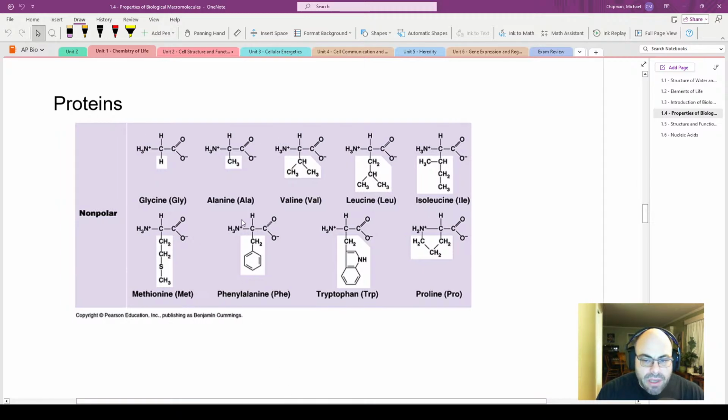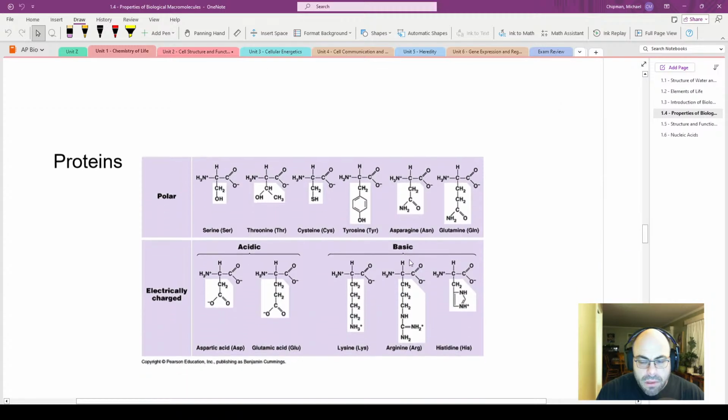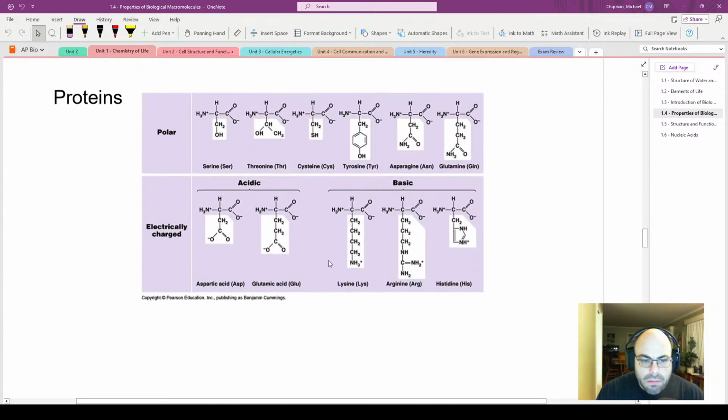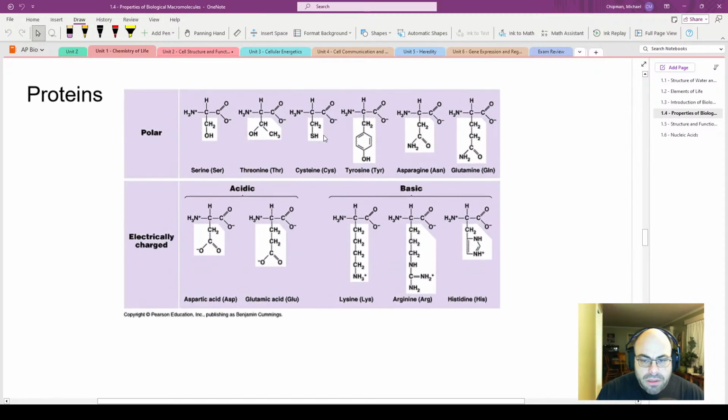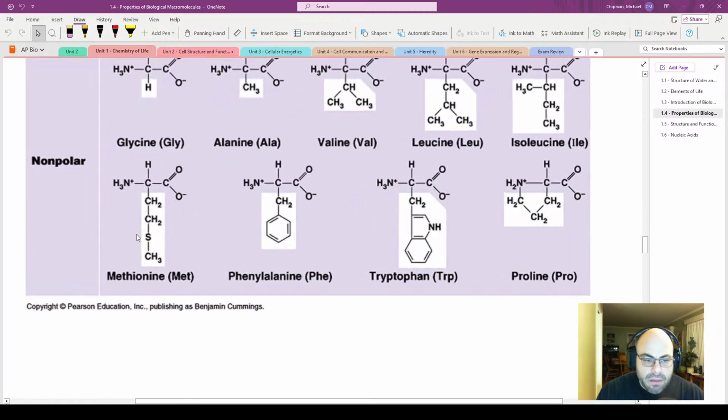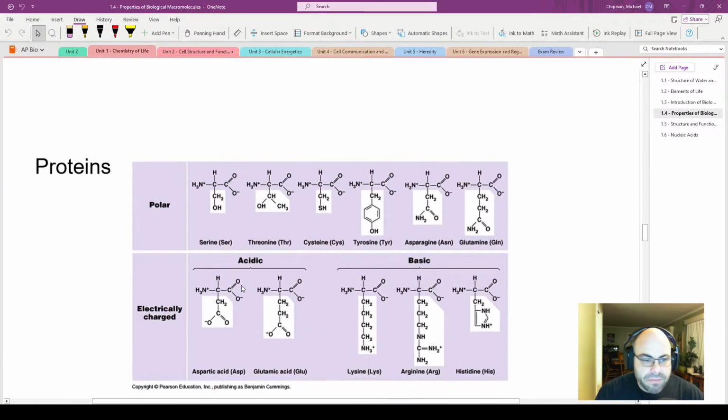Proteins are composed of lots of stuff, but never phosphate and always nitrogen. Sometimes sulfur. Where's sulfur? Cysteine, there it is. And there's one more, I guess it's up here, methionine. Yeah, there it is. So there's sometimes sulfur.